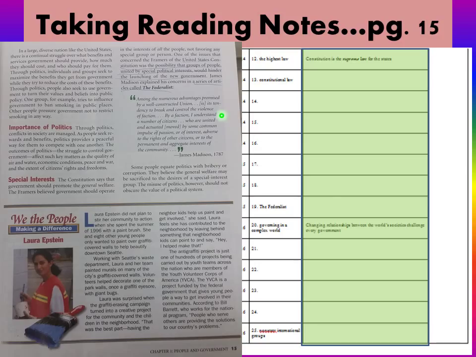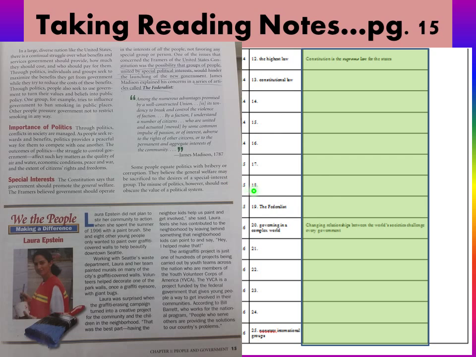Among the numerous advantages promised by a well-constructed union is its tendency to break and control the violence of faction. By a faction, I understand a number of citizens who are united and actuated or moved by some common impulse of passion or of interest, adverse to the rights of other citizens, or to the permanent and aggregate interests of their community. James Madison, 1787. Some people equate politics with bribery or corruption. They believe the general welfare may be sacrificed to the desires of a special interest group. The misuse of politics, however, should not obscure the value of a political system.